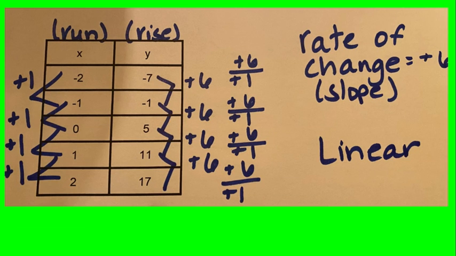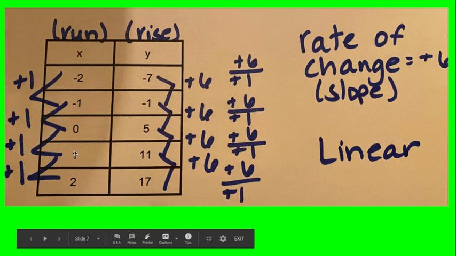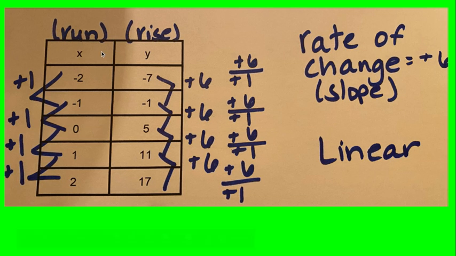Our next one. Okay, throwing some negative numbers in here, so you've got to really think hard on this. I've labeled my x side my run, my y side my rise. Now I'm going to find the difference between all the y values from the first two, -7 and -1. I'm increasing by 6. -1 to 5, again, increasing by 6. From 5 to 11, increasing by 6. And from 11 to 17, increasing by 6.